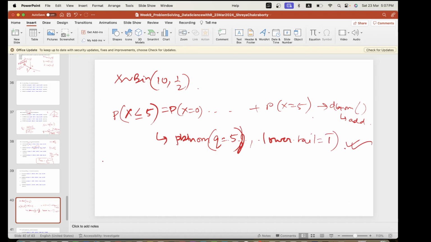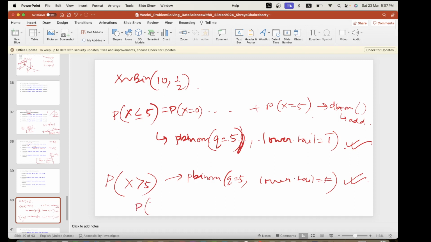Now, if you want probability X greater than 5, and you write pbinom with q equal to 5, lower.tail equal to FALSE, this is going to give you the correct answer, because it computes X greater than 5. Probability X greater than 5.